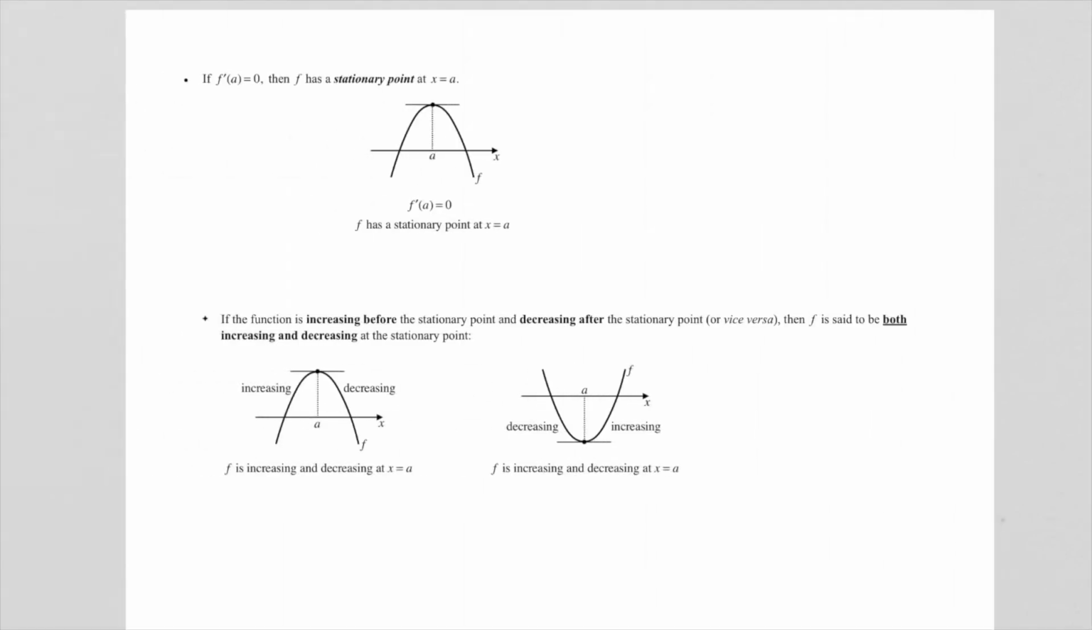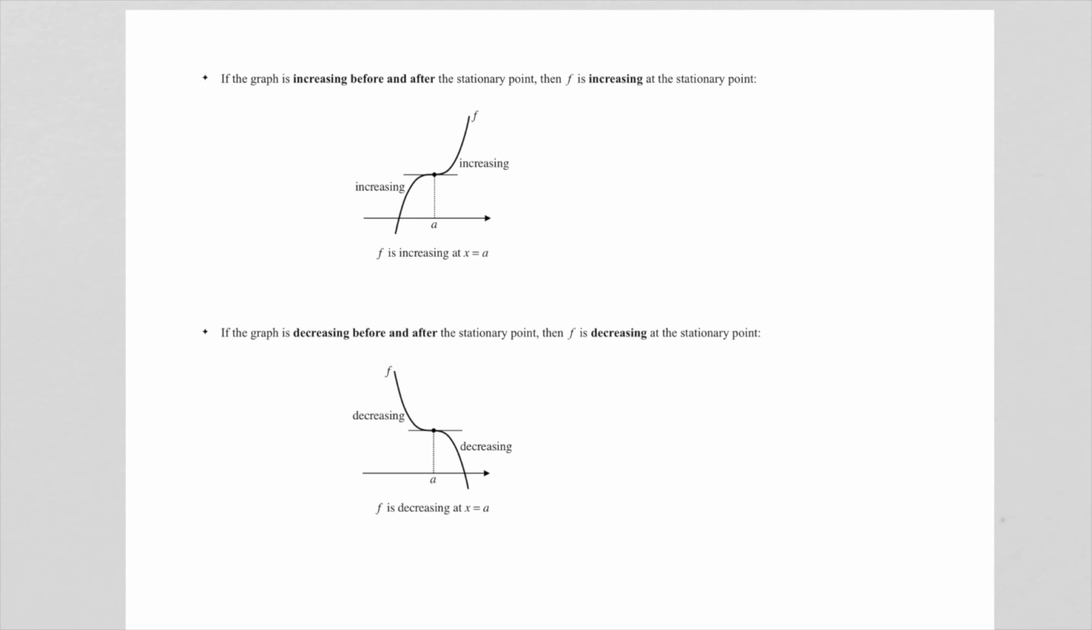But now we have to be careful. There are stationary points where this does not apply. Remember, we get a certain type of cubic graph where the stationary point is also a point of inflection. And in that case, the graph goes from increasing before the stationary point back to increasing after the stationary point, or decreasing before the stationary point to decreasing after the stationary point.